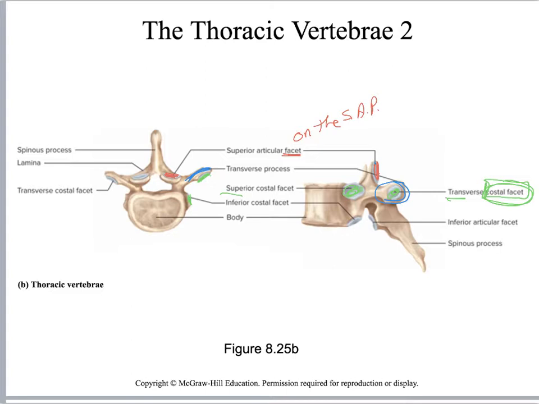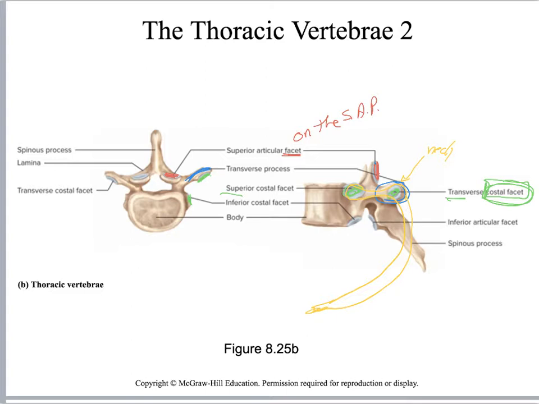And what happens is the head of my rib is there, and then the neck of the rib, so that's where the neck of the rib is, and it comes around like this, and it wraps around the body.